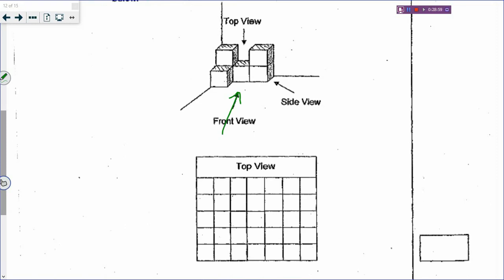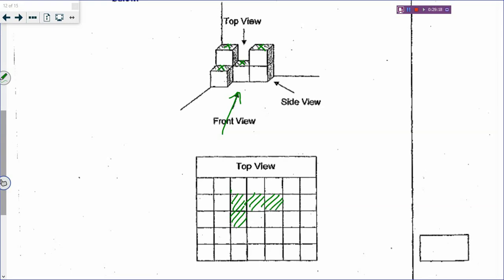So when you stand in front, you will see two squares on the left side. Something like this, 2 squares. And then you will see 1 square on the right and 1 square on the right if you look down. So it will look something like this. So you have 2 squares on the right side.